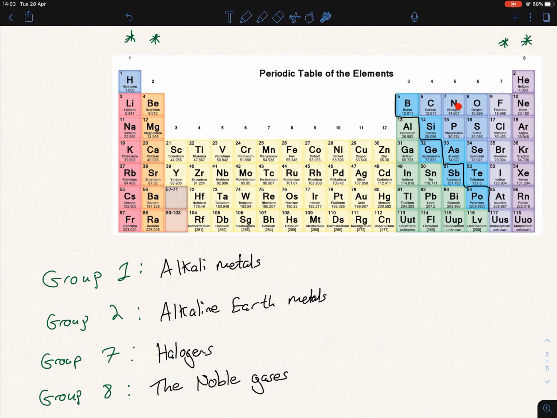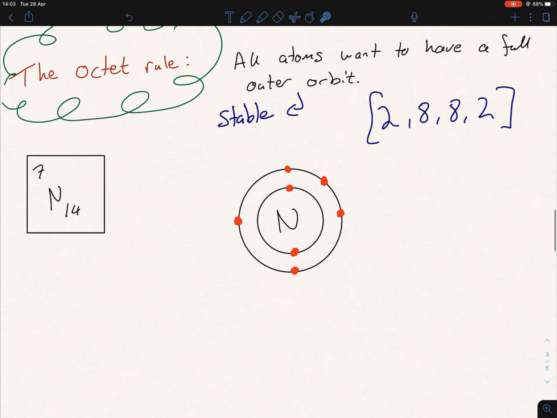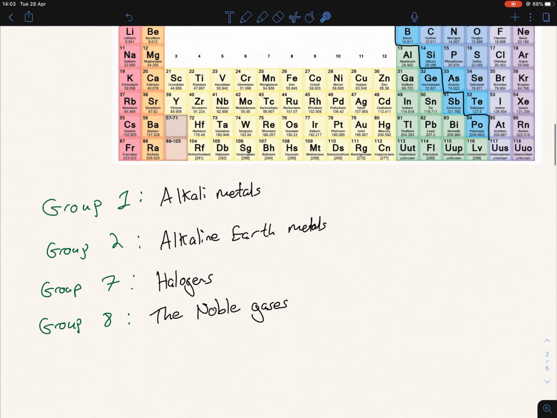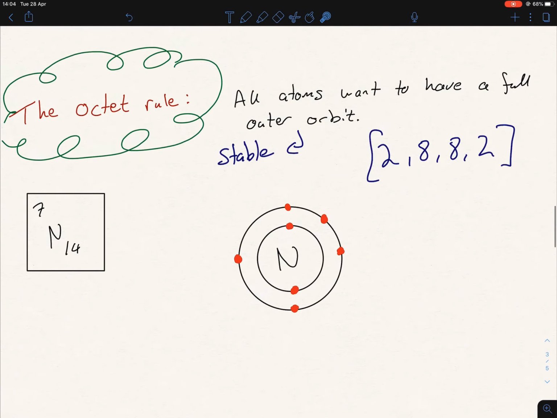Nitrogen is here. And to see what group it's in, and this is told on the periodic table, it's in group 5. And I mentioned already I had a number 5 down here. Well, this 5 over here also indicates how many electrons are in its outer orbit. So for nitrogen, there's 5. For phosphorus, there's 5 as well. And let's just test that out for now. And we'll come back to the octet rule in a second.